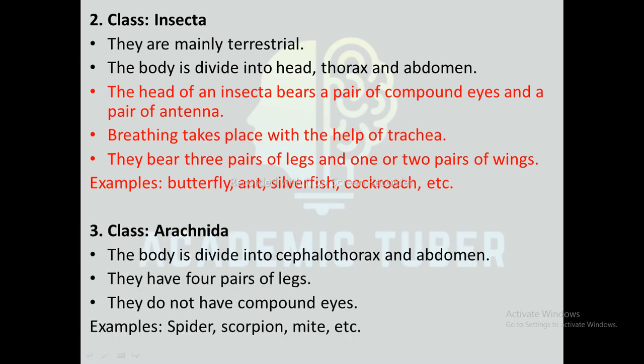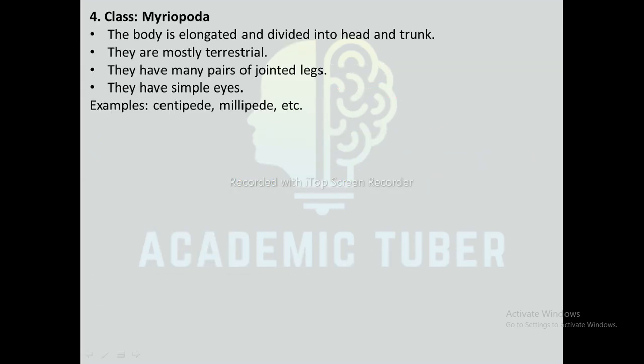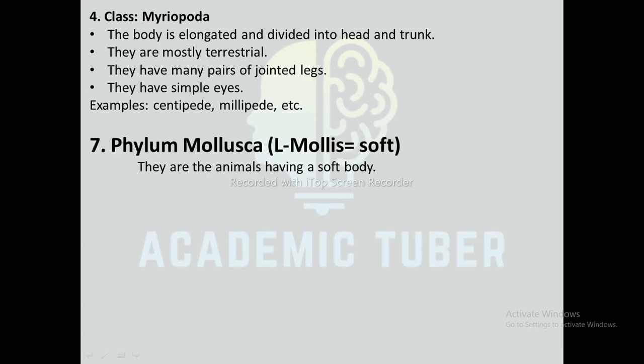Third one is class Arachnida. The body is divided into cephalothorax and abdomen, and they have 4 pairs of legs, and they do not have compound eyes. Examples are spider, scorpion, mite, etc. And finally, class Myriapoda. The body is elongated and divided into head and trunk, and they are mostly terrestrial. There are many pairs of jointed legs and they have simple eyes. Examples: centipede, millipede, etc.